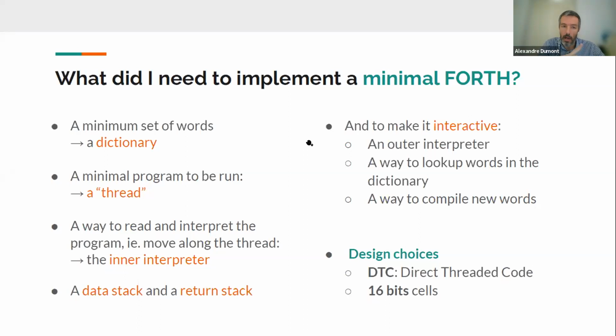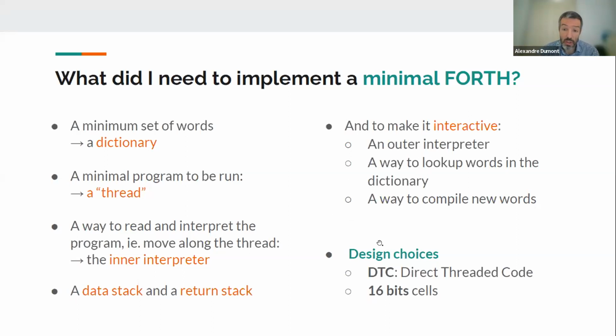And at this moment, having all this, I had some Forth running, but I needed to compile it in the code. That wasn't really interactive. To make it more interactive, I started to need some more complex code to build an outer interpreter, a way to look up words in the dictionary, and also a way to compile new words. Right now I went to this step. I already have that, but at the beginning I didn't have that.